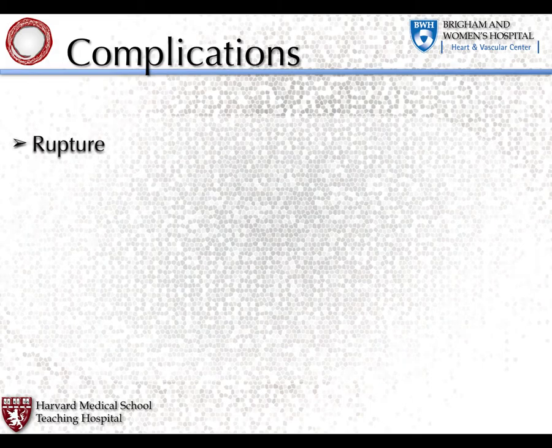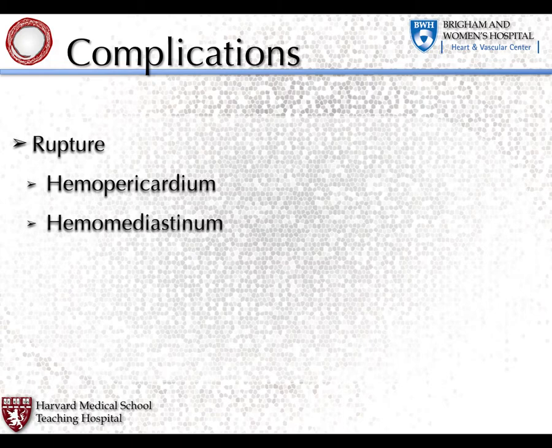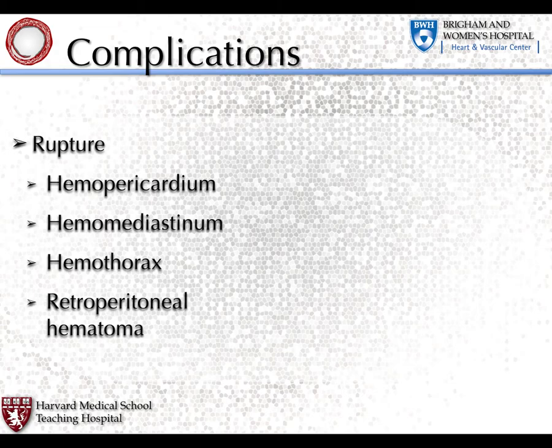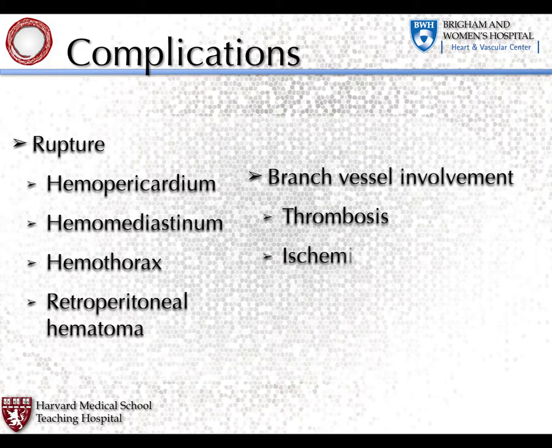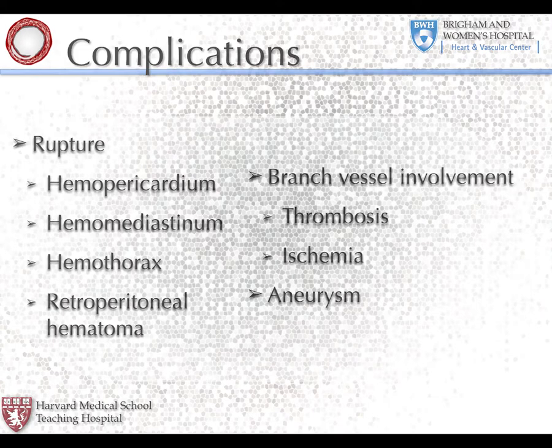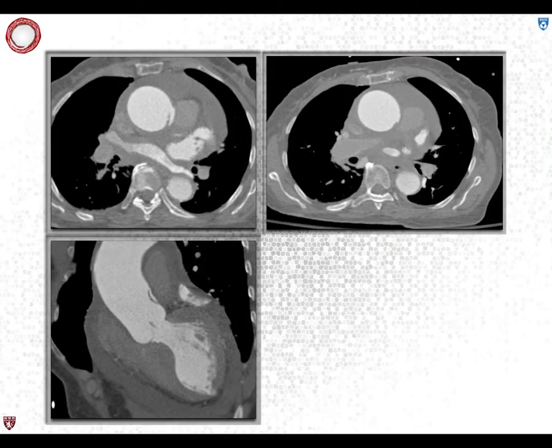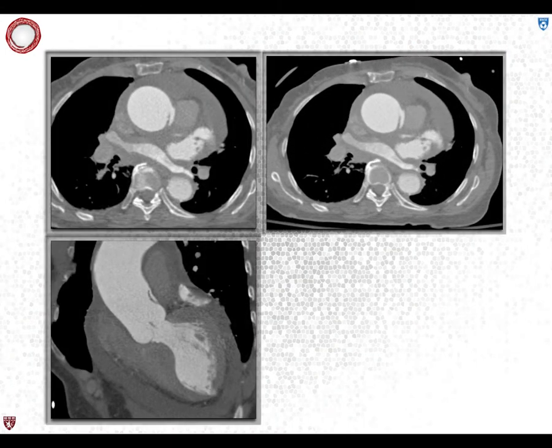Okay, complications: rupture, hemopericardium, we talked about that. Hemomediastinum is also a serious complication, as well as hemothorax and retroperitoneal hematoma. We want to look for branch vessel involvement, thrombosis, end organ ischemia, and then aneurysm development, either acutely or in the follow-up period. So here's an example of a case.